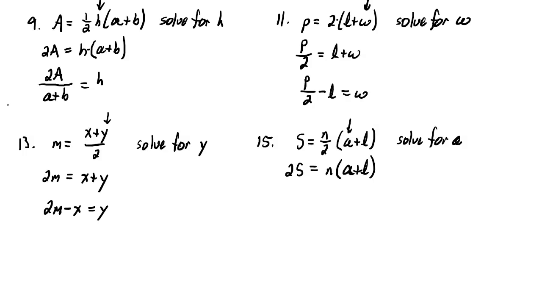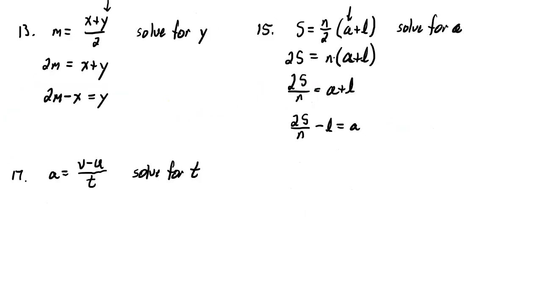Now let's get rid of the n. The n has been timesed in front of the parentheses. We can remove times by n by dividing. So 2 times capital S divided by n is equal to a plus l. We're trying to get the a alone. How do you get rid of plus l? So we make the decision to subtract l. So 2 times capital S divided by n, subtract l, is equal to a.